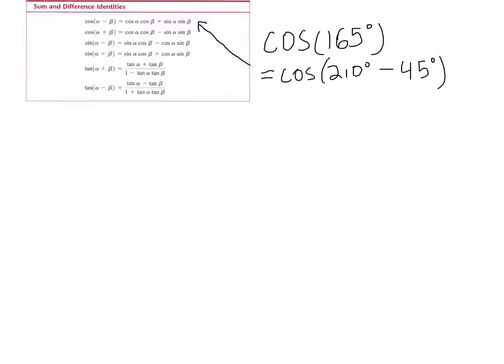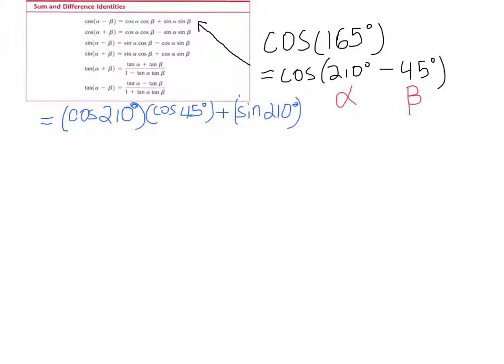Now let's label our angles for alpha and beta. So let's call that one alpha and this one beta. Next we'll apply the identity. So first we're going to have cosine of alpha. In this case it's going to be cosine of 210 degrees. Next we're going to multiply that with cosine of beta, and in this case that's going to be cosine of 45 degrees. Then we're going to add to that sine of alpha, which is going to be sine of 210 degrees. And finally we have sine of beta, and that's going to be sine of 45 degrees.